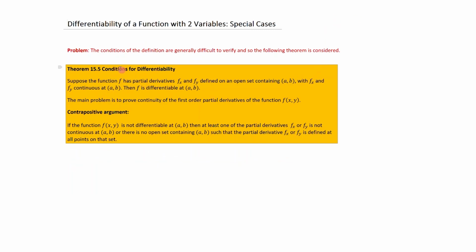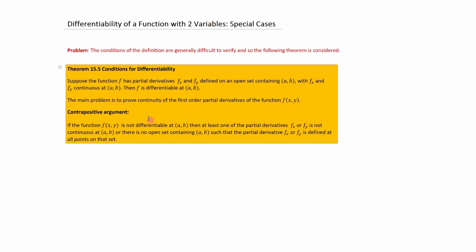All right, so to look at some special cases, normally it's difficult to do all these types of calculations because at some point you may not be able to prove if the limit exists or does not exist, or if the limit goes to 0. So these are specific cases which are actually convenient because they give you an answer immediately. One of them is the condition for differentiability, Theorem 15.5, and it states that suppose the function has partial derivatives f_x and f_y defined in an open set containing (a,b), with f partial x and f partial y continuous at (a,b), then we can say f is differentiable at (a,b). The biggest problem here is that we have to prove continuity of the first order partial derivatives of f, f_x and f_y.